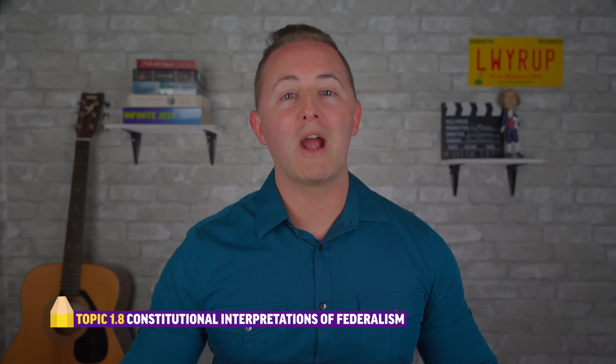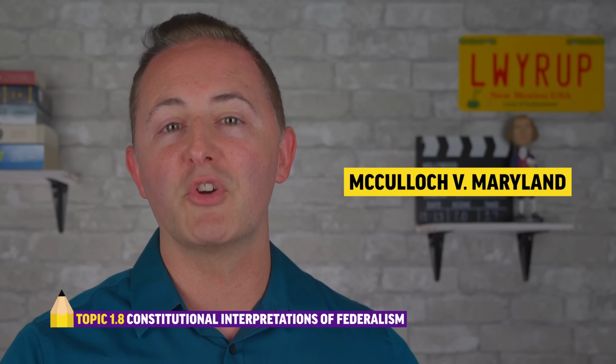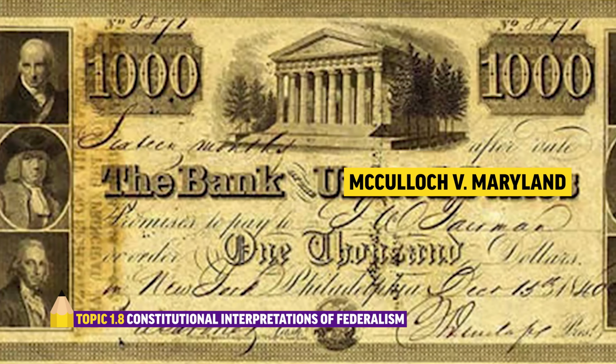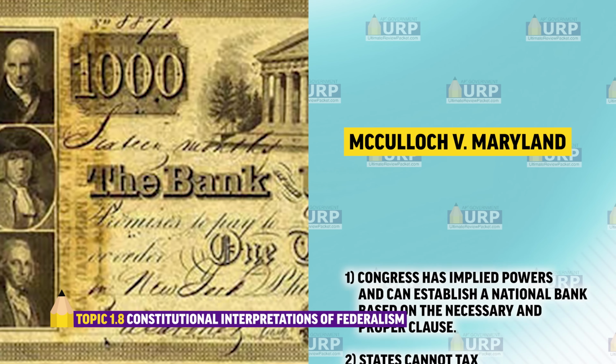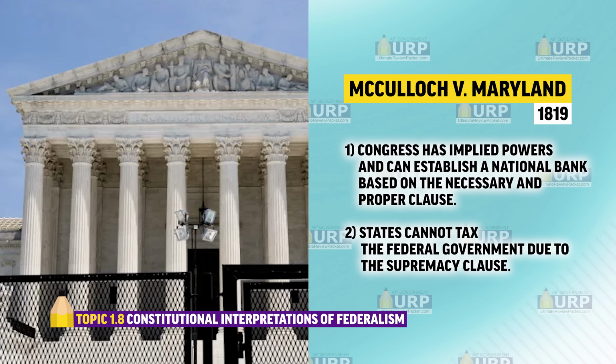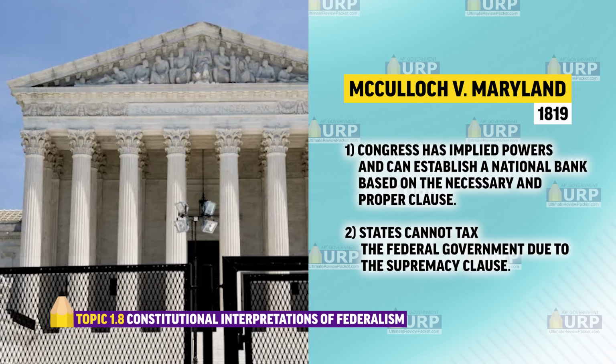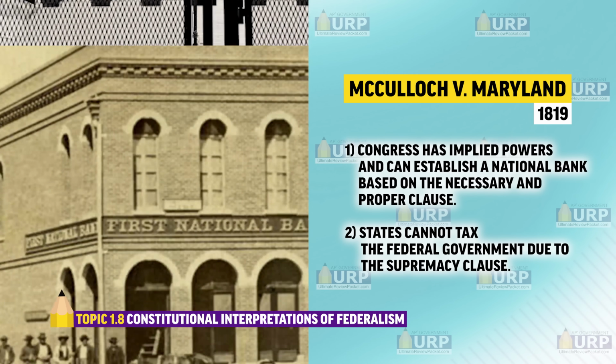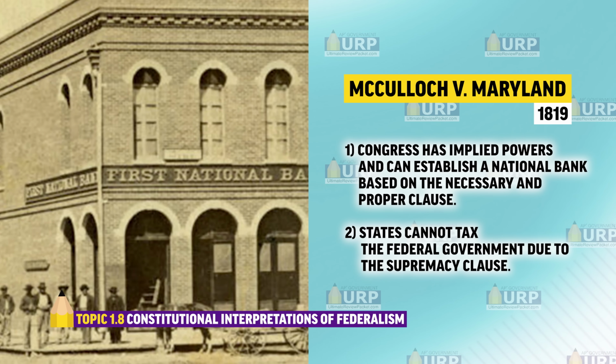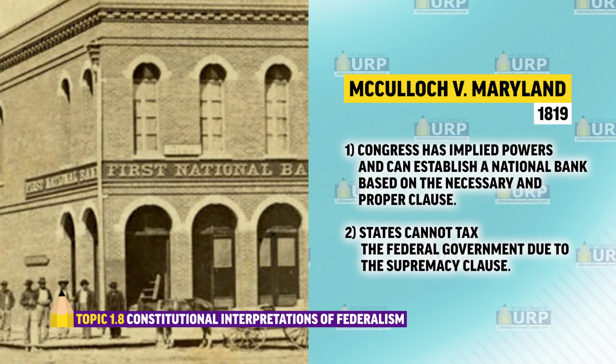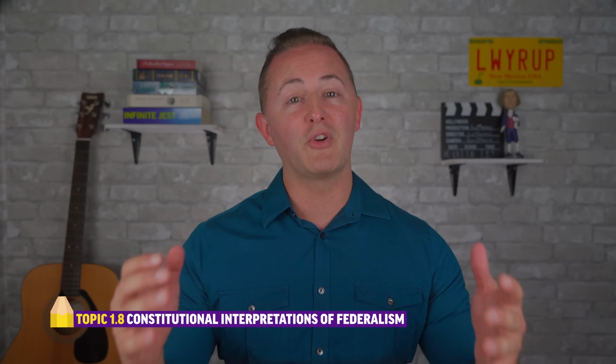There are two required federalism cases. Let's look at McCulloch versus Maryland first. After Congress created a national bank, some states got salty and tried to tax it. The Supreme Court said that the Necessary and Proper Clause means Congress has implied powers and can create a national bank, and states can't tax the national government because of the Supremacy Clause. Total victory for the federal government.